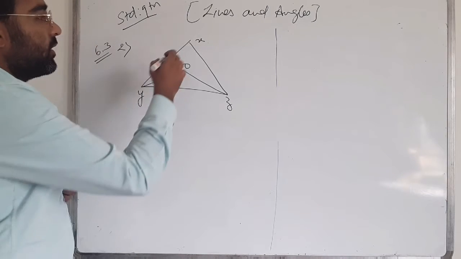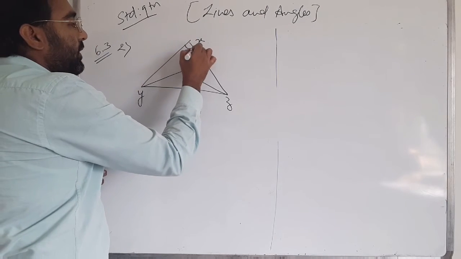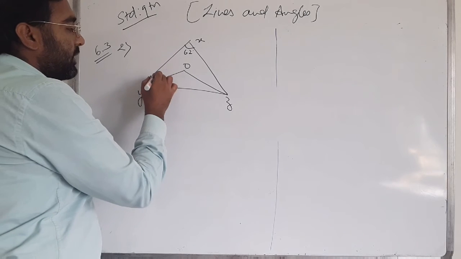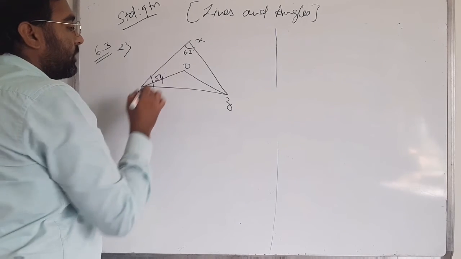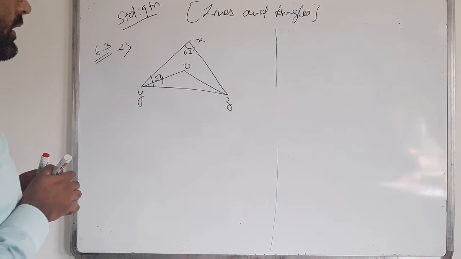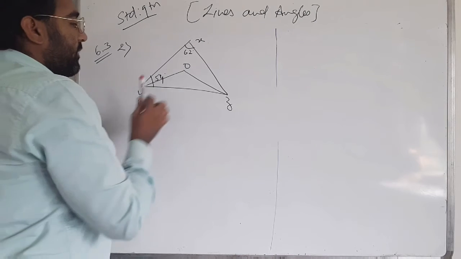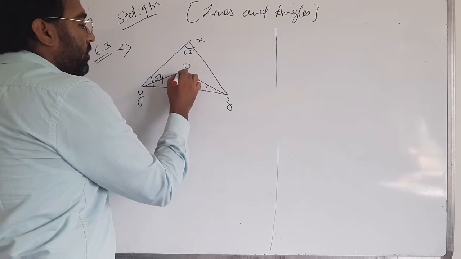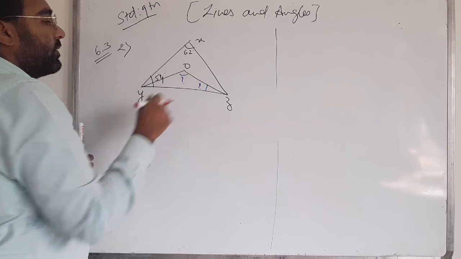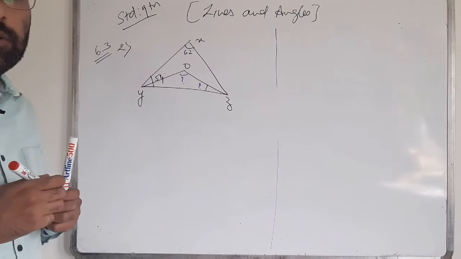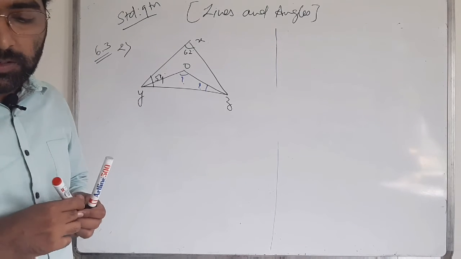Here the angle is also given, that is 62, and this whole angle is 54 degrees. We should find the angle OZY, this angle, and angle YOZ, this angle. We need to find these two angles.